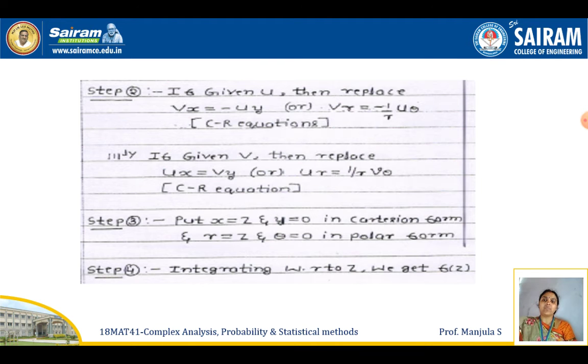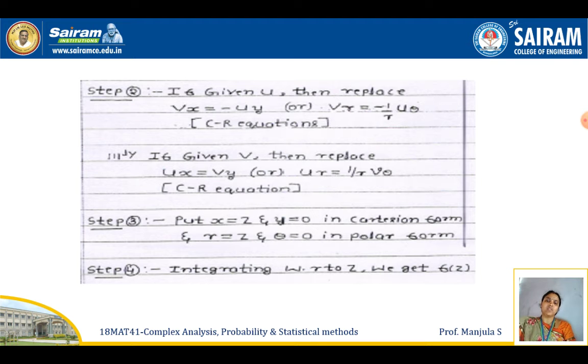In the next step, if the real part u is given in the question, you just replace vx as minus uy. Suppose the real part is given, then replace v r as minus 1 by r u theta with the help of the CR equations. Similarly, if the imaginary part is given, you just replace ux as vy, or u r as 1 by r into v theta, with the help of CR equations.